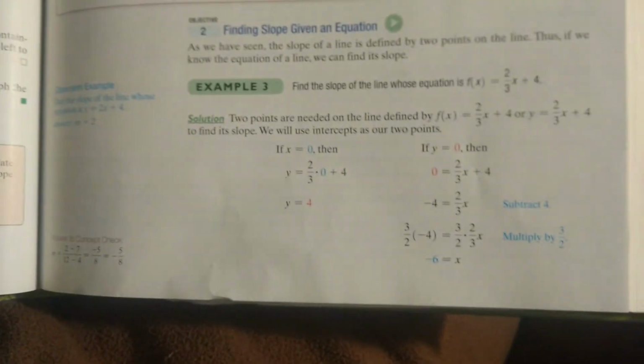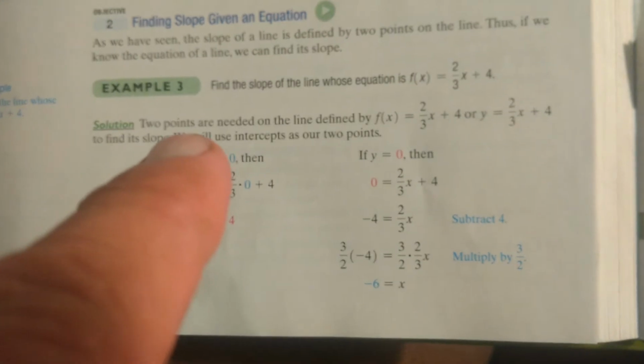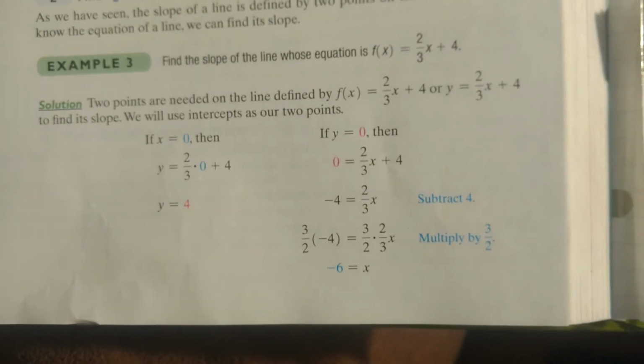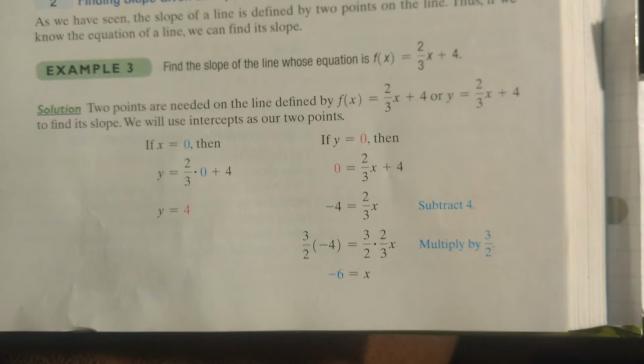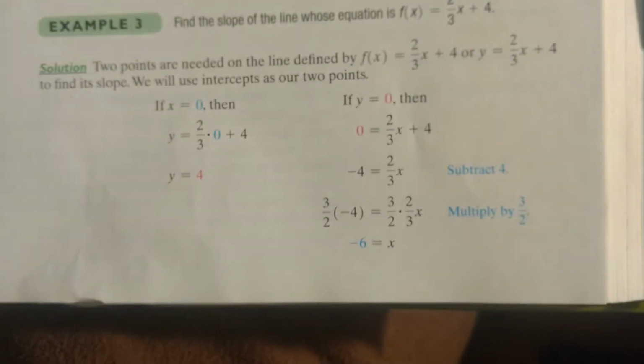On example 3 real quick, I'm not quite sure why they're doing all this math right here. Question says, find the slope of the line whose equation is f of x equals 2/3 x plus 4. Well, if it's in slope-intercept form, the question's pretty easy. Slope is 2/3. Y-intercept would be (0, 4). I have no idea why this is going on.